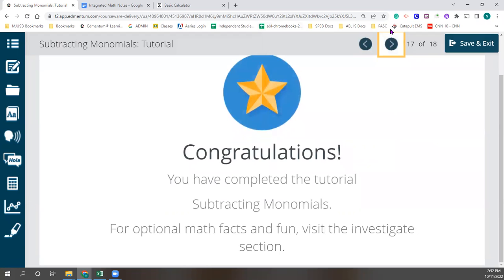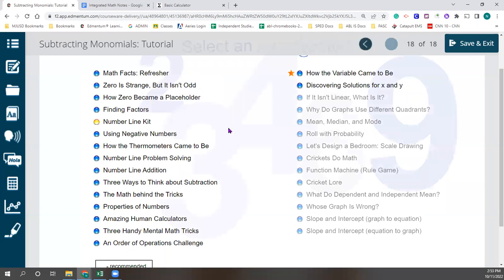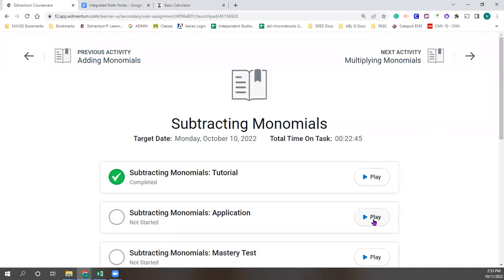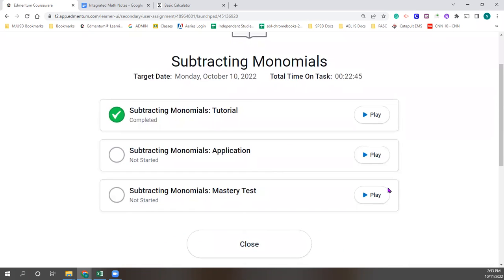Woohoo! Congratulations, you've completed the tutorial, subtracting monomials. For optional math facts and fun, visit the investigation section. Here's the investigation section. Check these things out. Amazing human calculators. That adds up. All right. Then we go and do the subtracting monomials application, and then on to the mastery test.